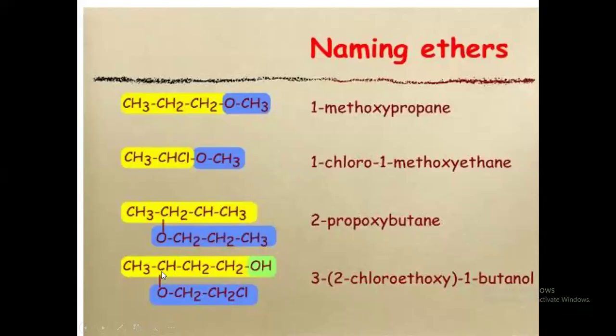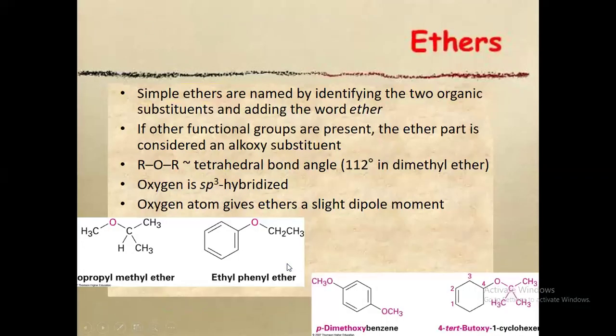So again, this is chloroethoxy. Chloroethoxy, in which position? Now this OH makes this butanol. This is position 1, position 2, position 3. So you can see 3. So that is on position 3, you have this 2-chloroethoxy. On position 3, you have 2-chloroethoxy and then 1-butanol. So those are two methods of naming ethers.